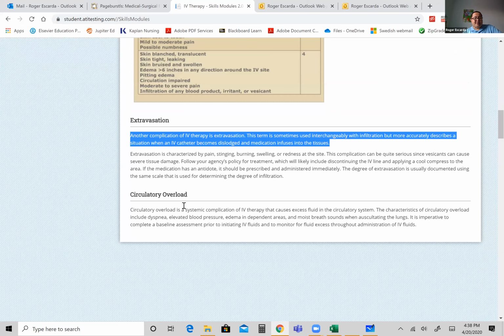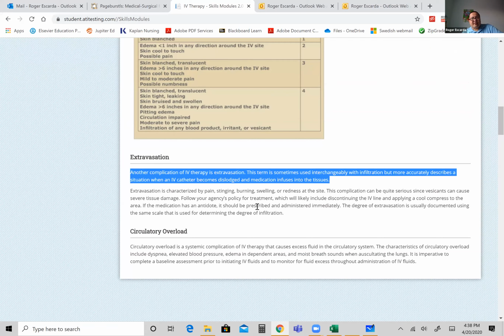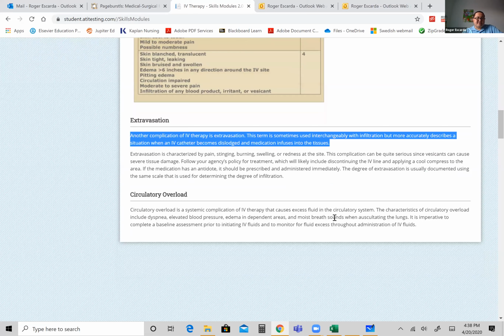Circulatory overload happens all the time. It's a common error because we think that the IV fluid was ordered, so we just keep hanging the bag. As soon as the bag's empty, we hang another one because it's ordered, not doing our job, which is to assess whether or not it's still appropriate. This just means the patient received too much IV fluid.